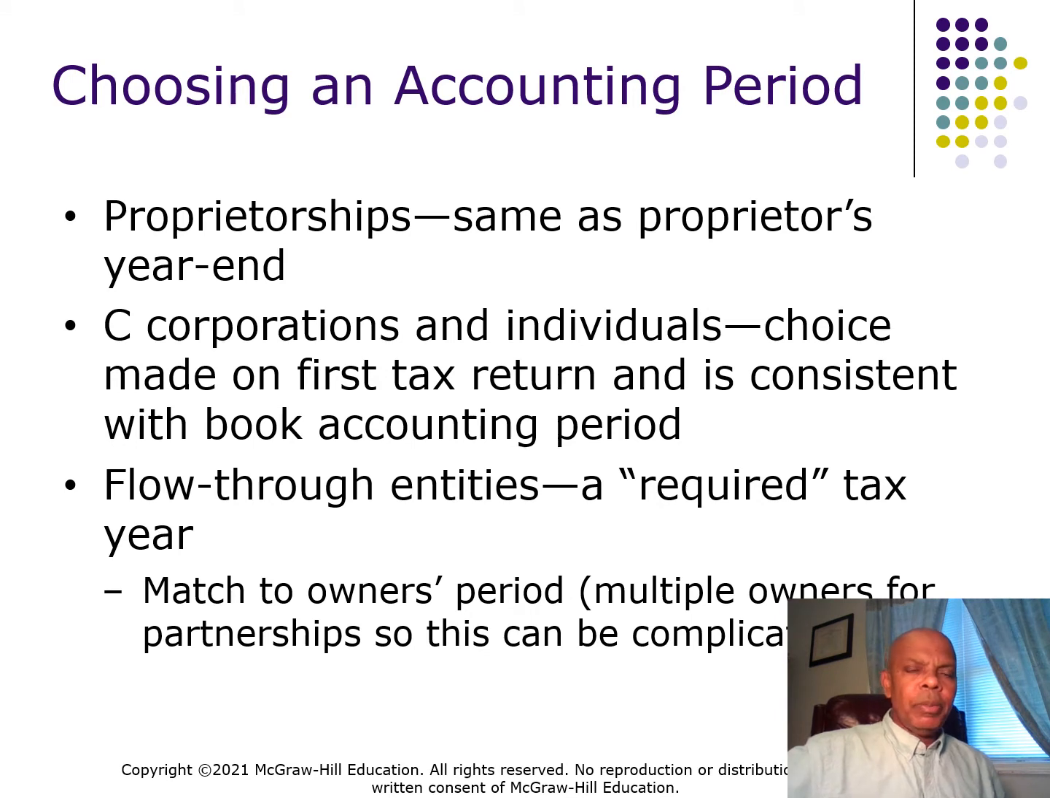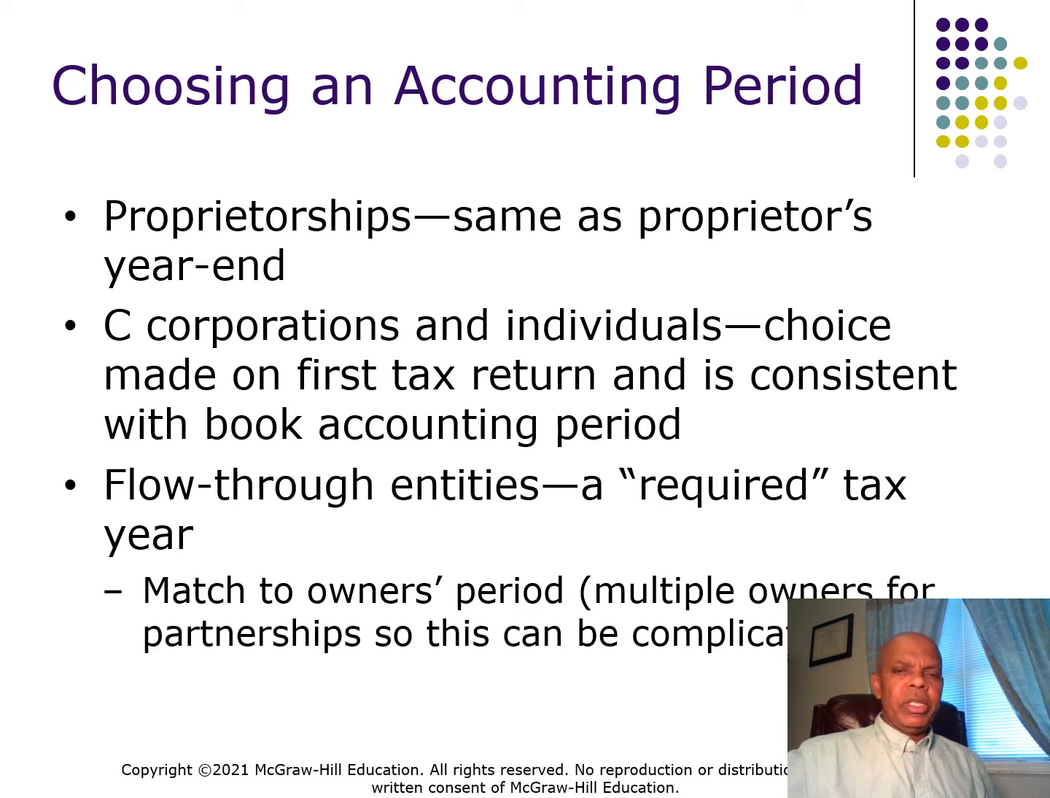Accounting period of a proprietorship. Now again, in selecting an accounting period, you have to pay attention to certain things. There are rules. A proprietorship's year end is the same as the proprietor's. Proprietorships usually file a Schedule C. You have a small business, but your tax year is going to be the same as yours as an individual filing your 1040. It's 12/31. That's the proprietorship tax year. For a C corporation, the choice is made on the first tax return and is consistent with the book accounting period.